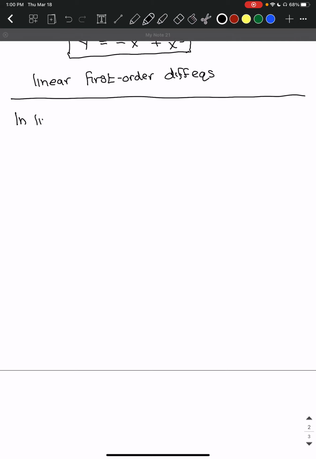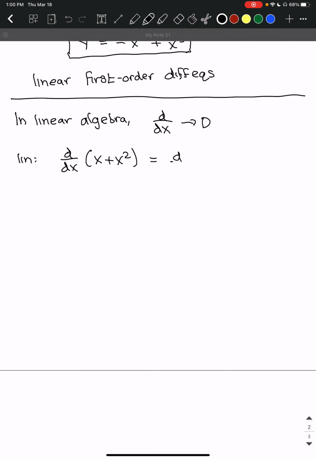So we learned a bit about a differential operator. We take this d by dx or d by dt, whatever you want, operator, and we give it a name. We call it D. It's a linear operator, right? We know that because d by dx of two different functions, x plus x squared, for instance. How do you do that? Well, you do d by dx of just x first, and then you add that to d by dx of x squared.